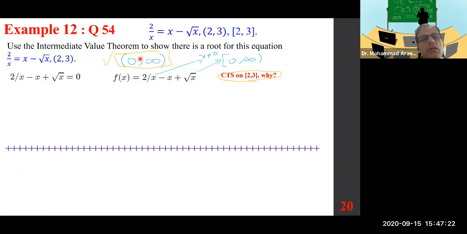So this is your domain. We are interested from 2 to 3. 2 to 3 is in this domain of 0 to infinity. I hope everybody understands what's going on, okay?